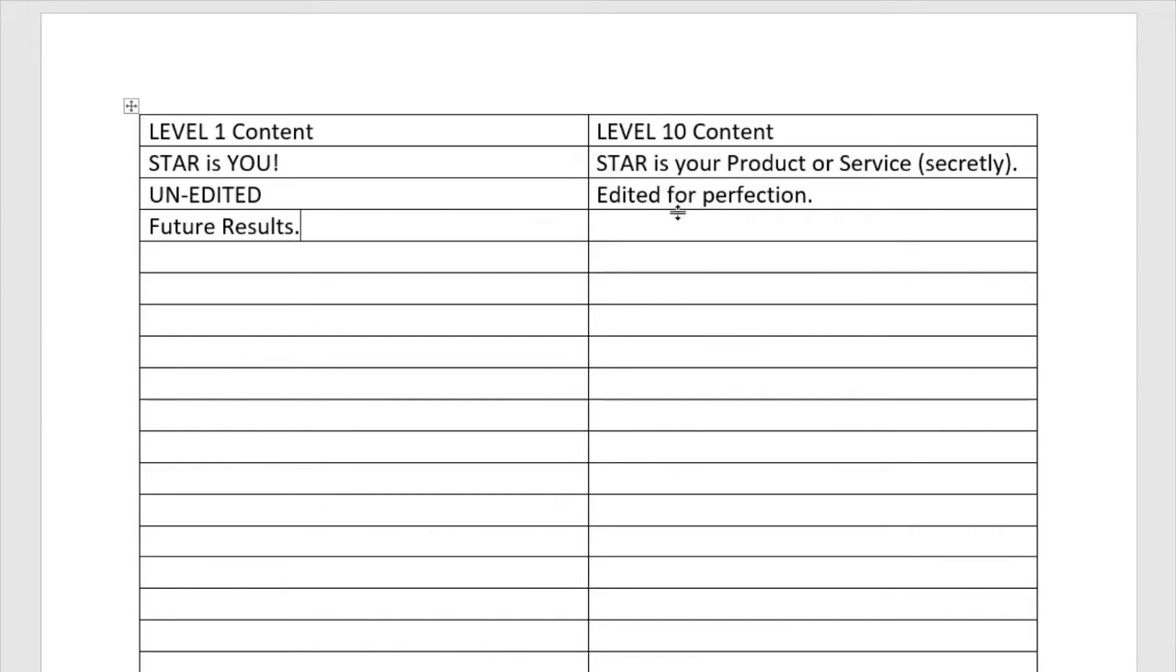Now, what's the difference from level 10, expert level content? These are instant results. And when I say instant results, I mean while they are watching the video is instant. I don't mean after they get off and do the thing. This is why this is ninja content. Instant. I'm going to put this in caps. Instant results. This is very hard to do.